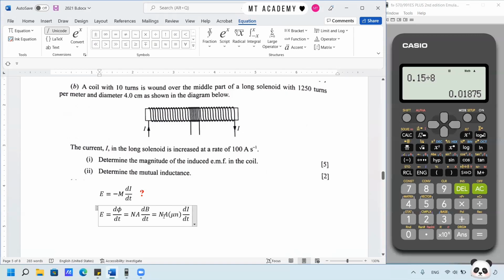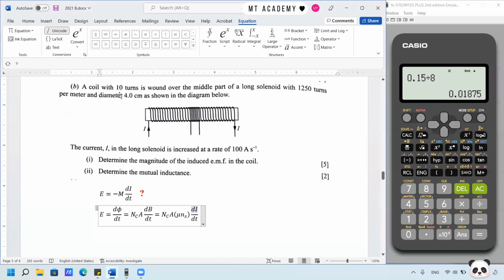If you observe carefully, the number of turns N here should be the number of turns of the coil, and the magnetic flux density should be produced by the solenoid. So the n in B should be for the solenoid, and the current should be the one flowing in the solenoid. We have the number of turns for the coil, the area, and the number of turns per length for the solenoid, so everything is there. Now we can use this formula to calculate the magnitude of the induced EMF. Maybe you can revise how to do the derivations up to this step.